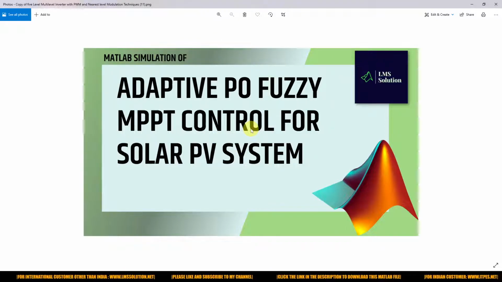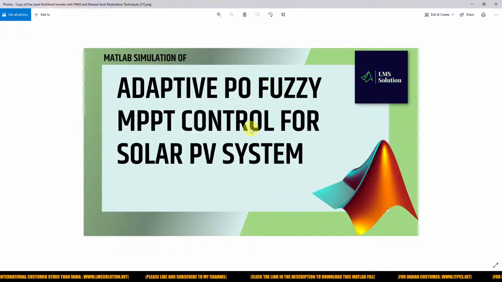So what's the difference between the normal PO and the Adaptive PO Fuzzy MPPT? In the PO MPPT algorithm, normally we have to measure PV voltage and current, and then we need to calculate power. That means change in power and change in voltage. Based upon change in power and change in voltage, we need to adjust the PV panel voltage or adjust the duty cycle. So this concept was implemented in PO MPPT.